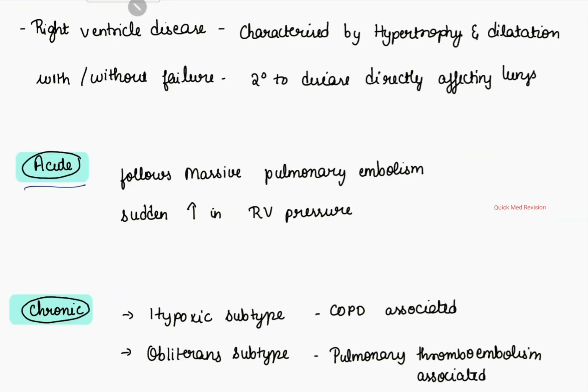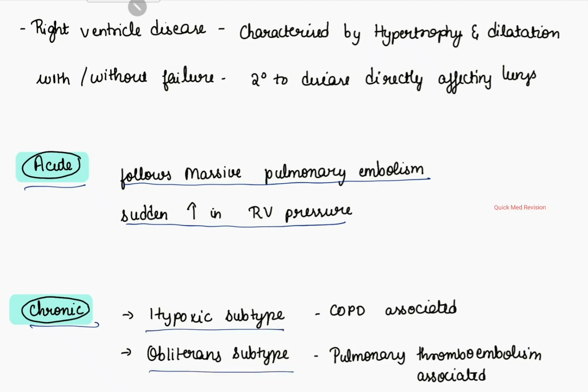Types. It's acute and chronic. Acute follows a massive pulmonary embolism. There will be sudden increase in right ventricular pressure. In chronic cor pulmonale, there will be two types: hypoxic subtype and obliterant subtype. Hypoxic subtype is associated with COPD, and obliterant subtype is associated with pulmonary thromboembolism.